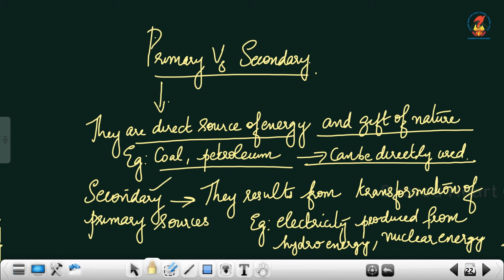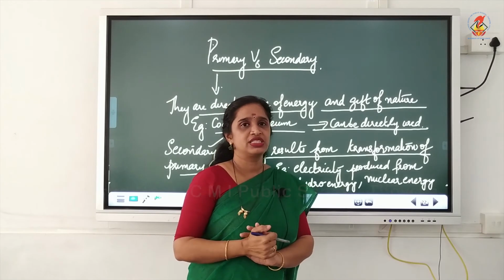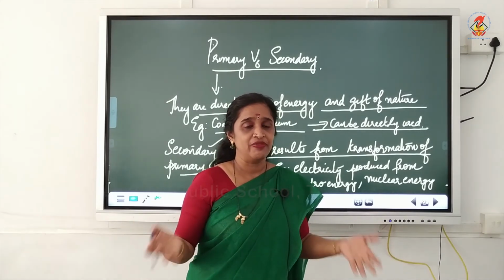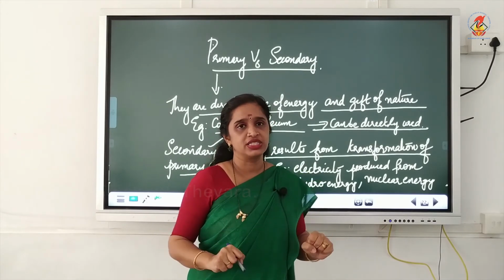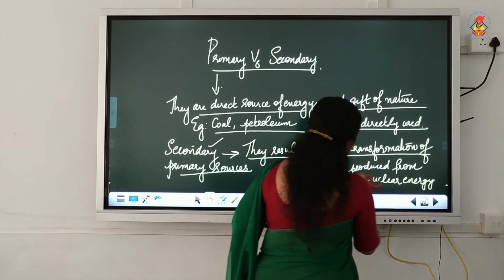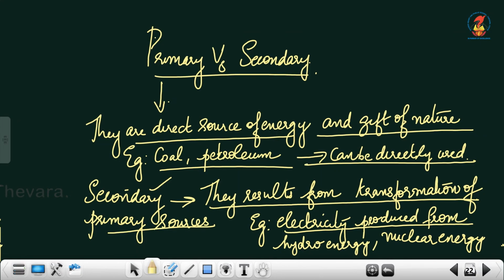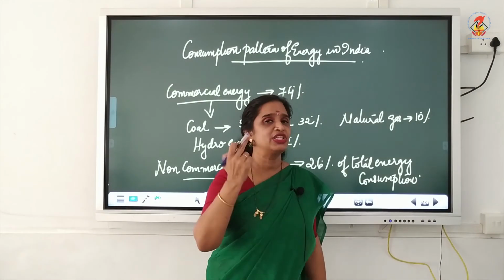Okay, next is secondary source of energy. They result from the transformation of primary sources. They cannot be used directly. They need some kind of transformation. But primary sources of energy don't need any transformation, they are used directly as a gift of nature. But secondary sources of energy need some kind of transformation. Example, electricity produced from hydro energy, then nuclear energy. All these are examples of secondary source of energy.